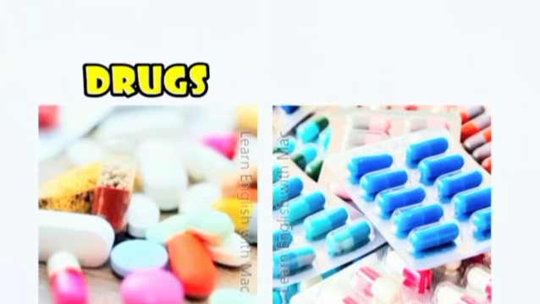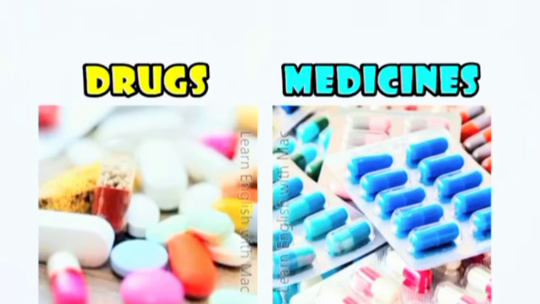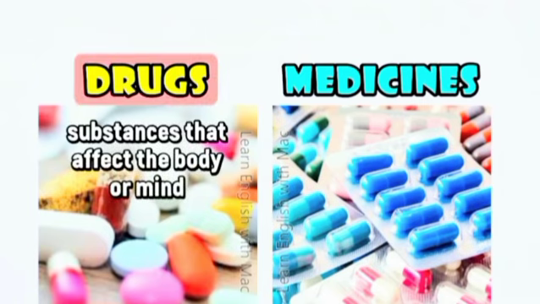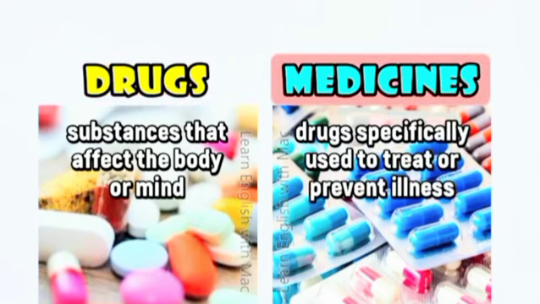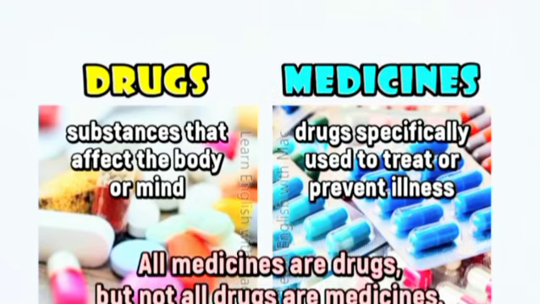These are drugs, these are medicines. What's the difference? Drugs are substances that affect the body or mind. Medicines, on the other hand, are drugs specifically used to treat or prevent illness. So all medicines are drugs, but not all drugs are medicines.